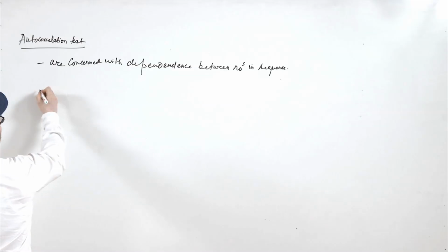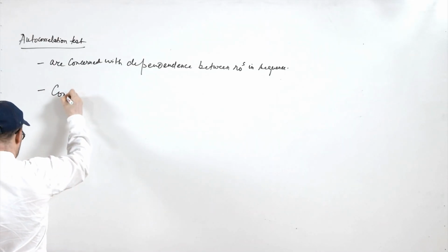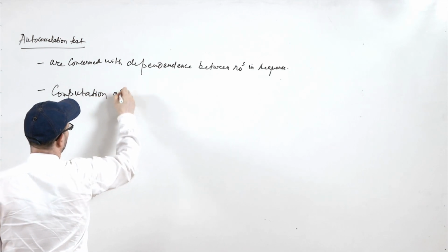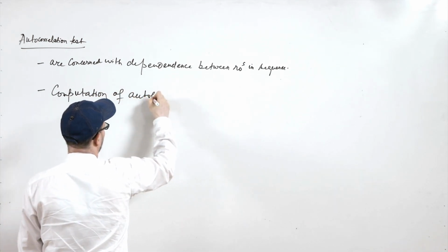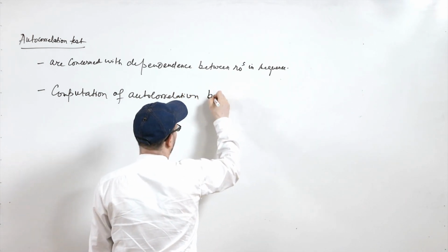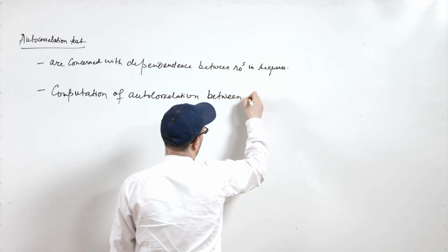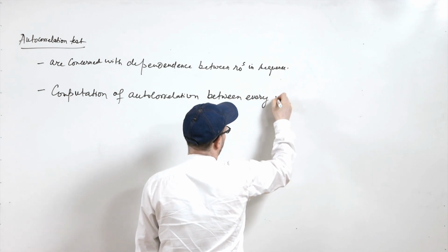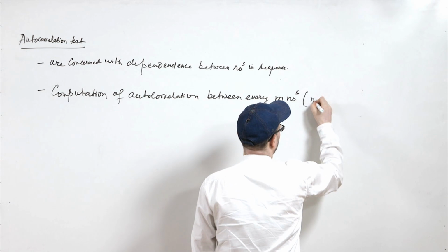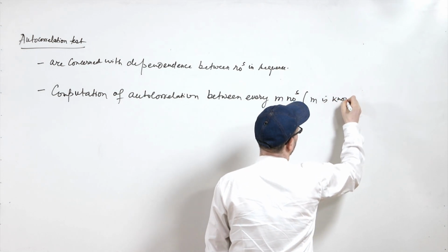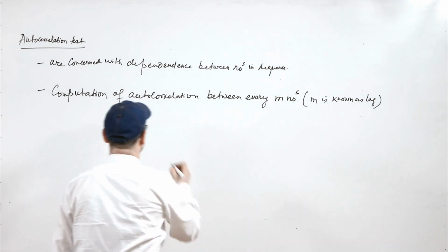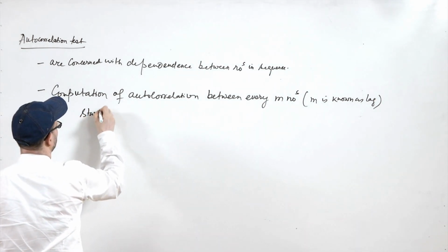So, computation of autocorrelation between every m numbers, where m is known as the lag, starting with the ith number.